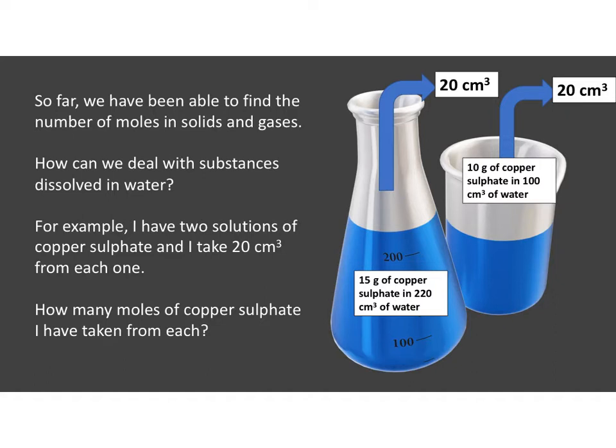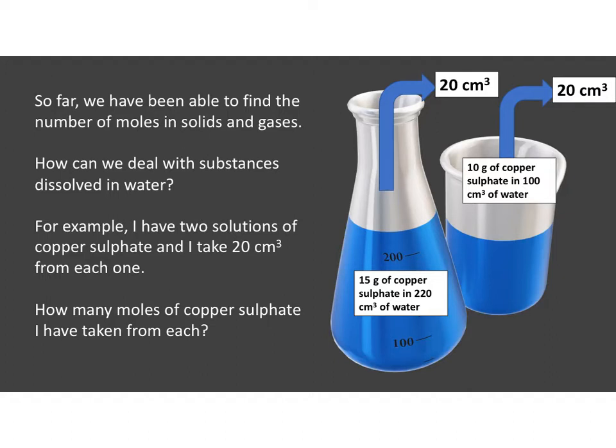So let's say I've got two solutions as shown on the right hand side there. In one solution I've dissolved 15 grams of copper sulfate in 220 centimeters cubed of water, and in my other solution I've got 10 grams of copper sulfate in 100 centimeters cubed of water. I decide to take 20 centimeters cubed out of each. How do I find out how many moles I've got in those solutions? How many moles of copper sulfate do they contain?